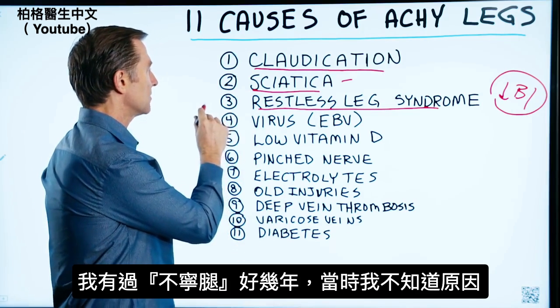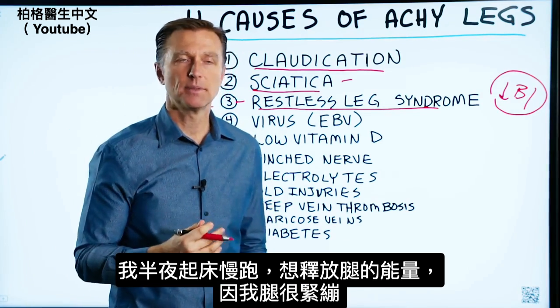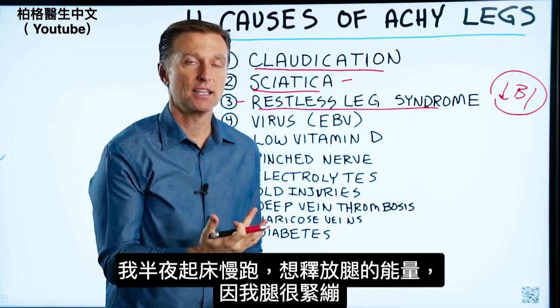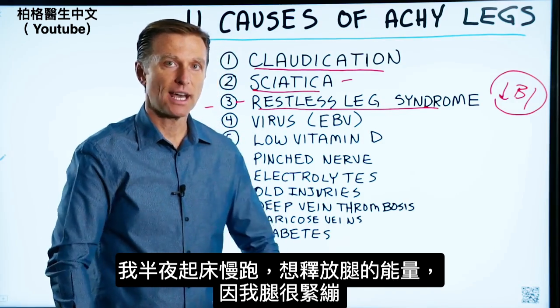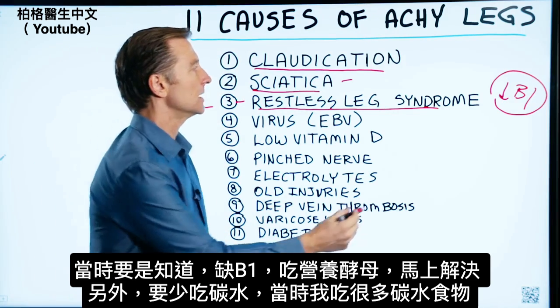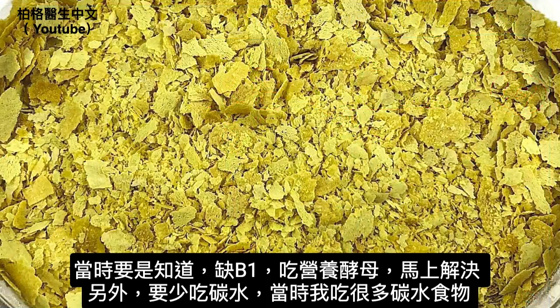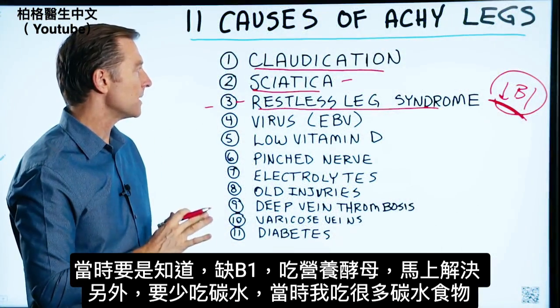I had this for many years. I didn't know what it was. I would be getting up in the middle of the night, going for a jog in the middle of the night to try to get this energy out of my legs. I could not relax. Very simply, I wish I would have known this: B1, nutritional yeast, gets rid of it like that. And of course, cutting out the carbs. I was doing a lot of carbs back then.